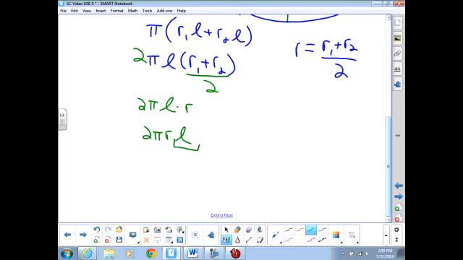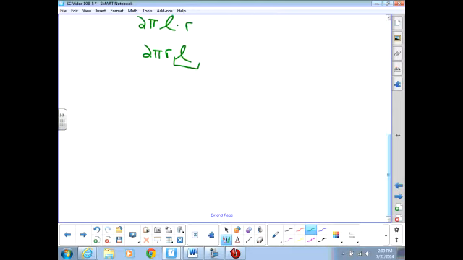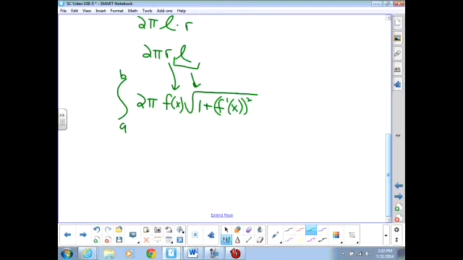L is our arc length. We already have a formula for that. It's the square root of 1 plus the derivative squared. We'll have our radius. Often our radius will be f of x if we're going around the x-axis, but in general it's just whatever we get for our radius. And then we've got our integral from a to b, and we've got our dx. So that is our formula for the surface area of our surface of revolution.